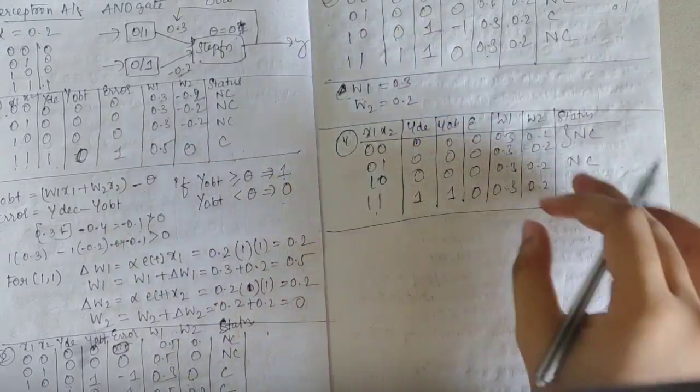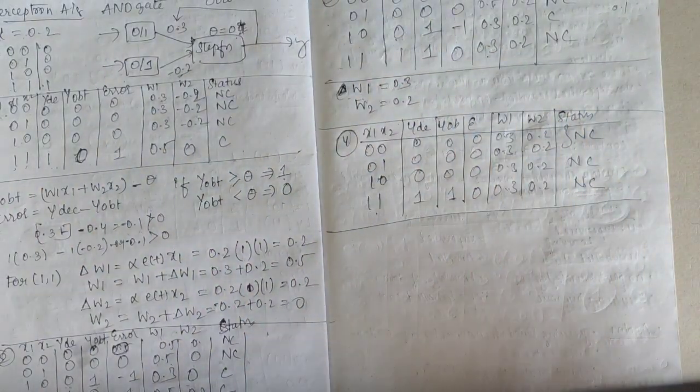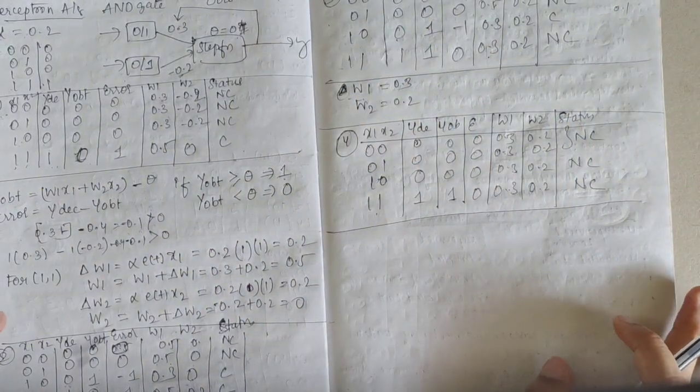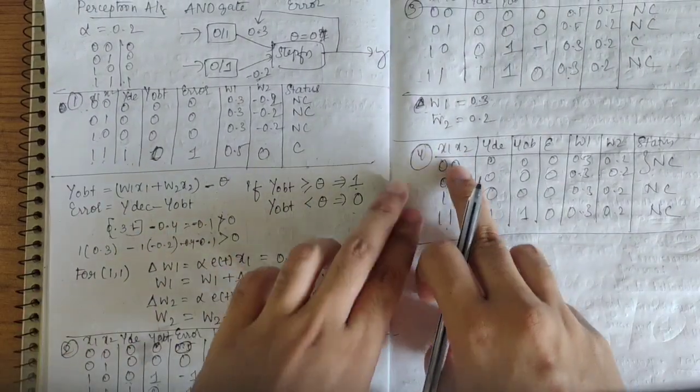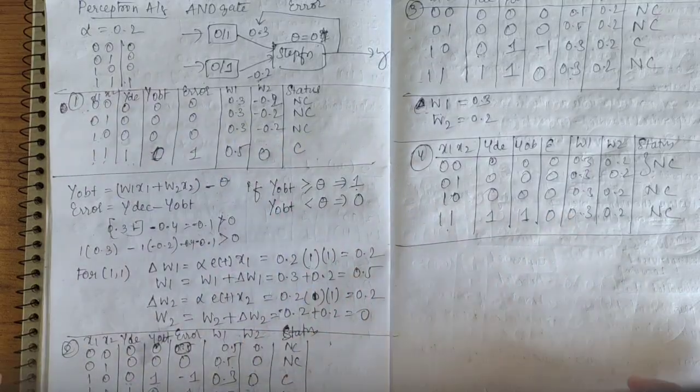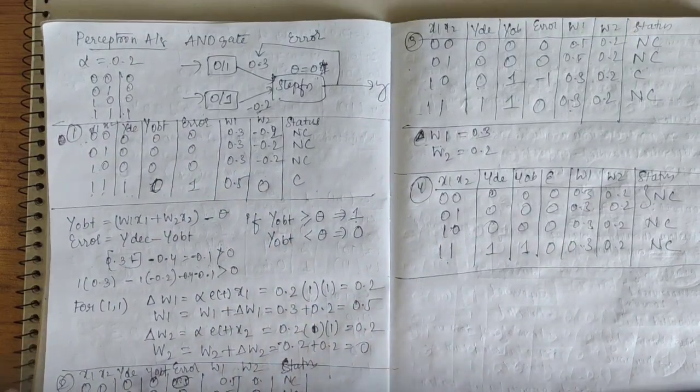When I get no change status in all the given values, that means that our perceptron for that particular gate is ready. We are able to solve it. So depending on these inputs and these weights, we can get the output accordingly. So that's what this question says.